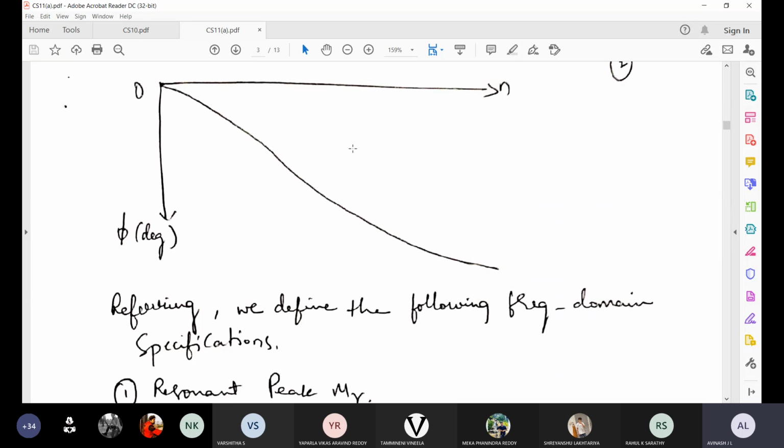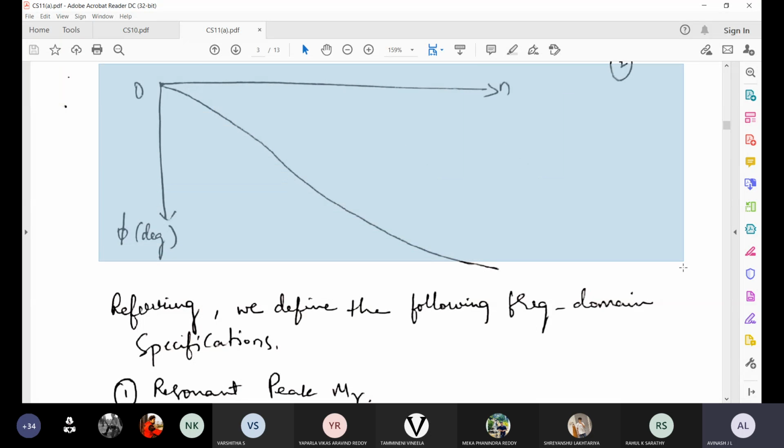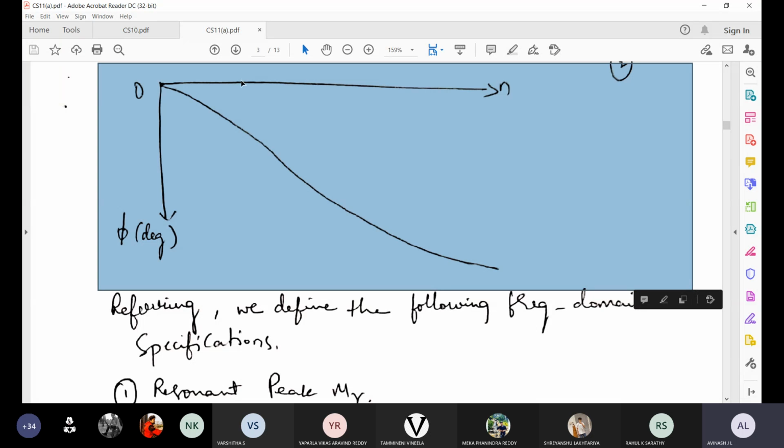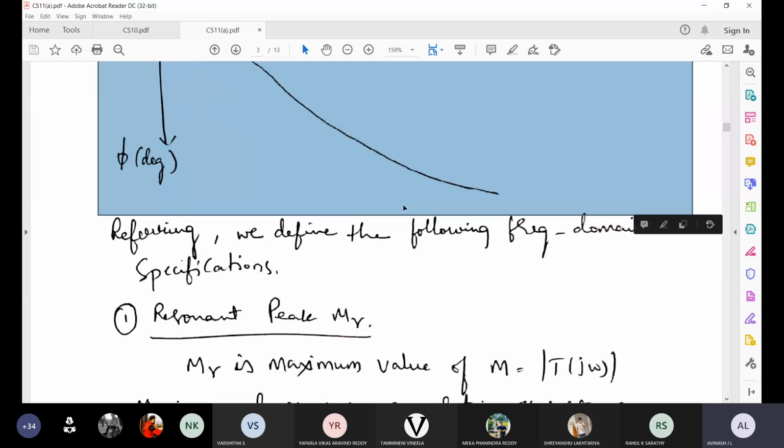Next is the phase. You can see that on the x-axis we have taken u, and on the y-axis we have taken the phase in degrees. How the particular phase variation is going to happen is also explained here. You can go through it.